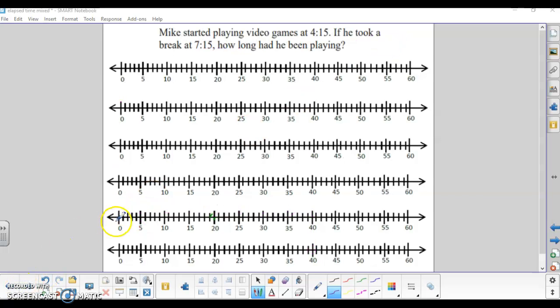All right, let's look at this one. Mike started playing video games at 4:15. If he took a break at 7:15, how long had he been playing? So this is giving us a start time and an end time. You need to figure out how many hours and minutes he played his video game. Please press pause, label your number line, and solve. And then let's check our work when we're finished.